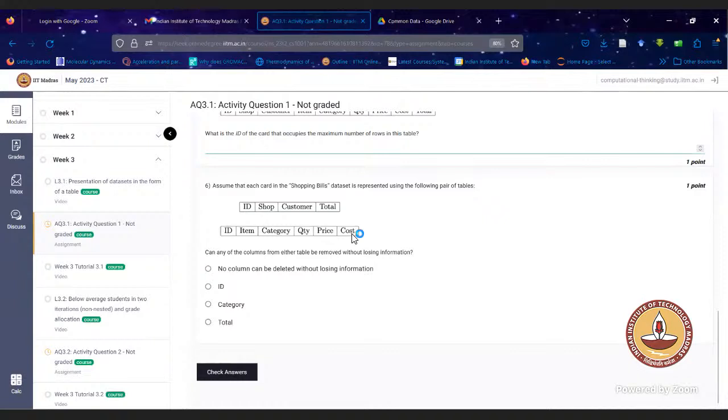Sir, but what about customer and what about category? We are not removing these. If you remove the customer, the customer's information will be gone. What if you ask a question, which customer has frequented a particular store?